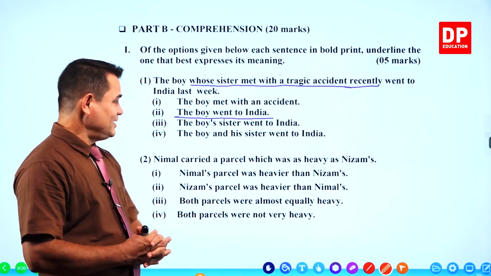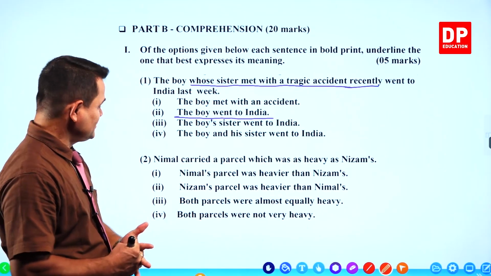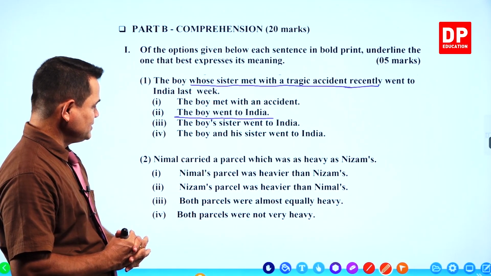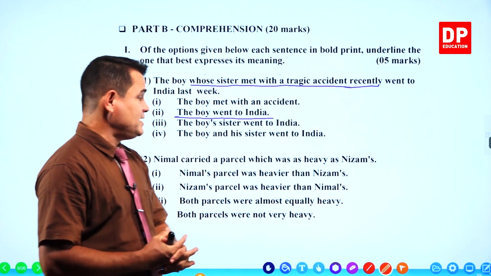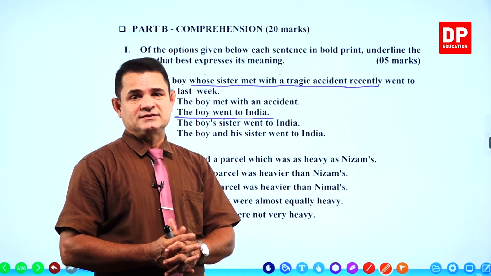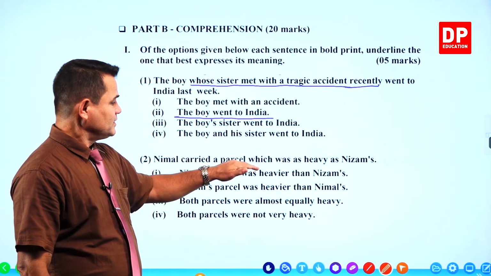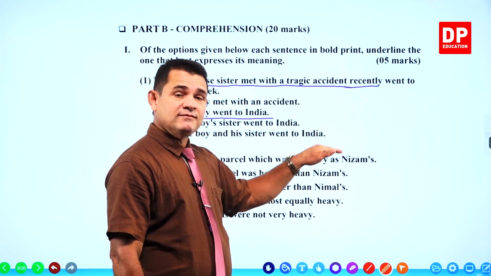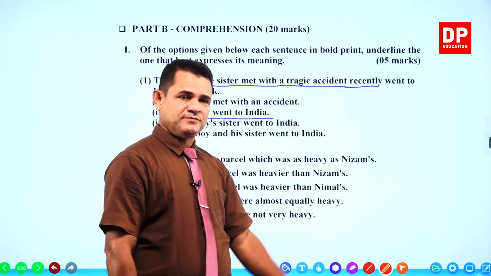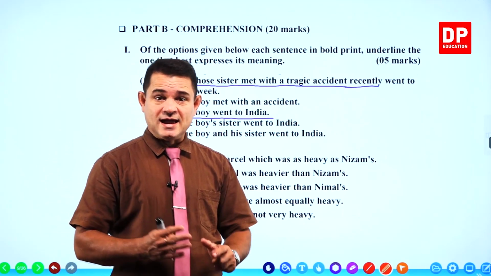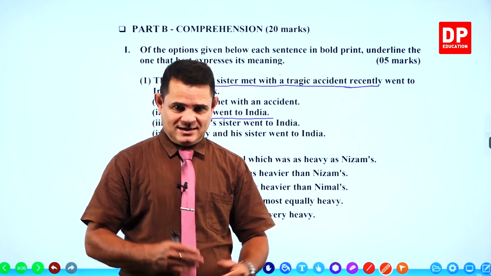Okay. Now let's look at the second one. බලමු දෙවෙනි එක. Nimal carried a parcel which was as heavy as Nizam's. Nimal ගෙනාවලු parcel එකක් which was as heavy as. බලන්න මෙන්න මේ යෙදුම. As heavy as, tall as, fat as. ඒ වගේ.